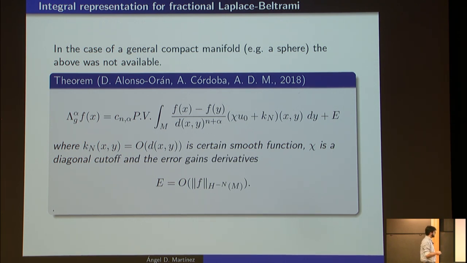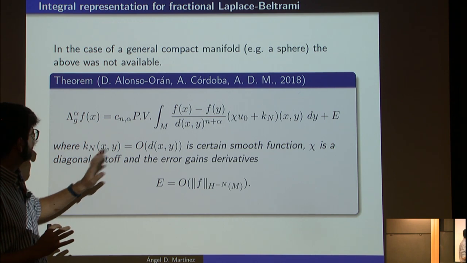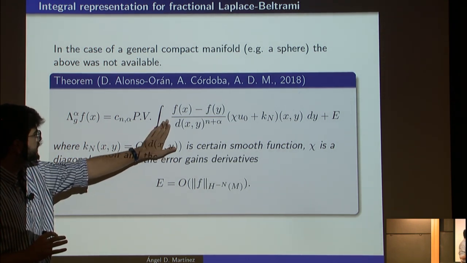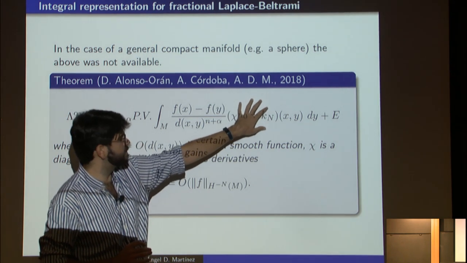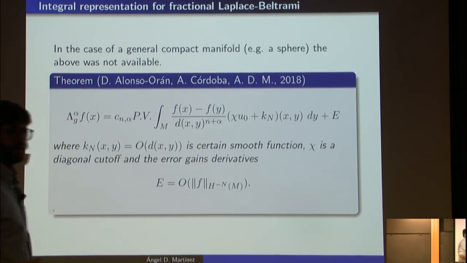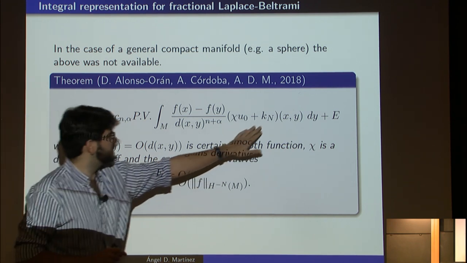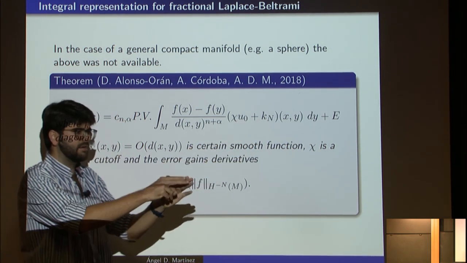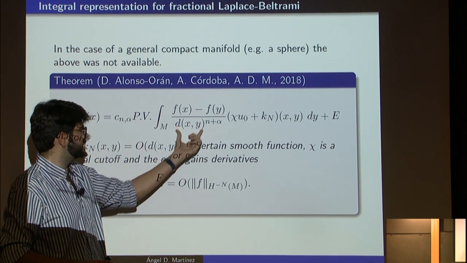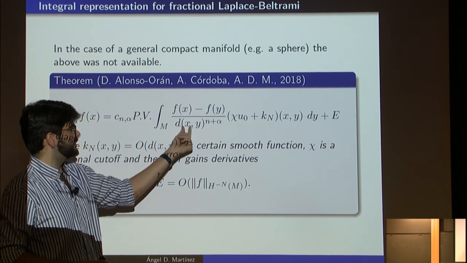So if you compare this to the previous expression for the tori, let's say, because we are working on a compact manifold, then this is 1, and this is the absolute value of x minus y, which is the distance. Now, how should we read that? This is a kernel that we can control. This chi is a cutoff around the diagonal. So this is singular at the diagonal.